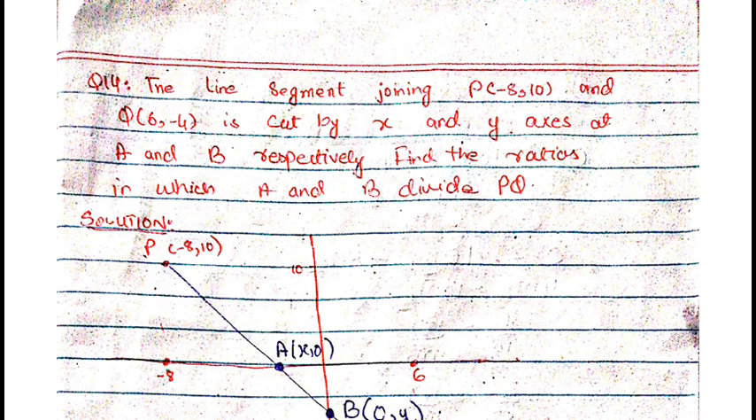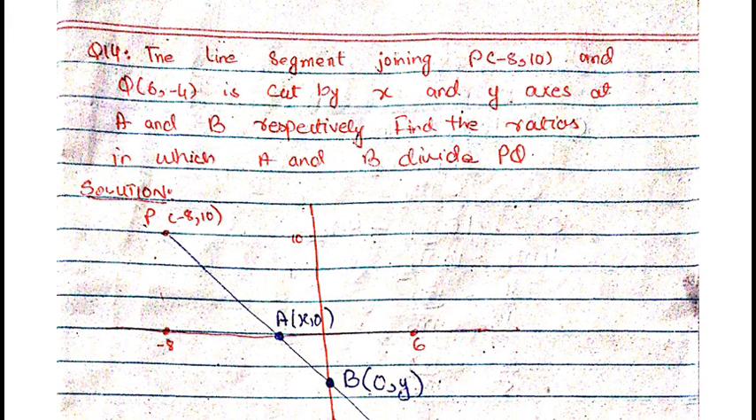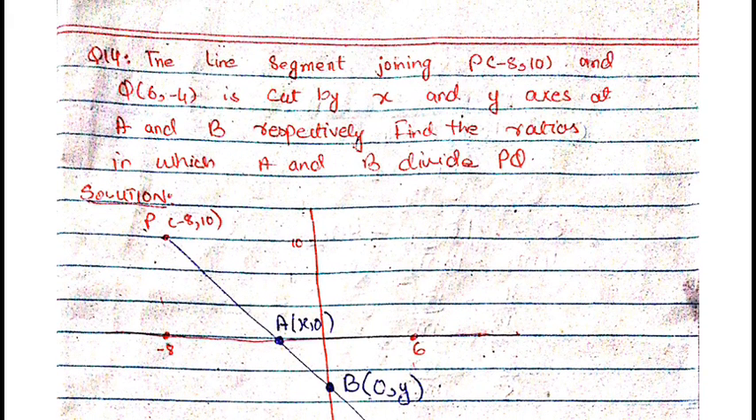It says the line segment joining point P having coordinates -8, 10 and point Q having coordinates 6, -4 is cut by x and y axis at point A and point B respectively. Find the ratios in which A and B divide the line PQ. First, we will understand what this question is trying to say.